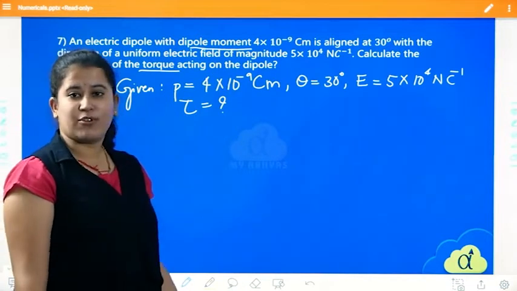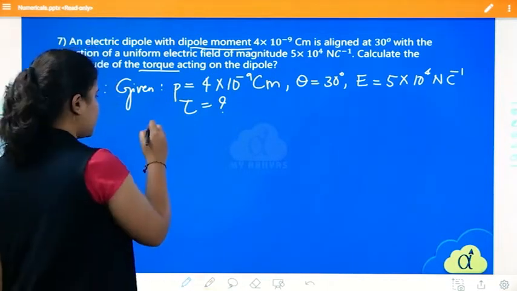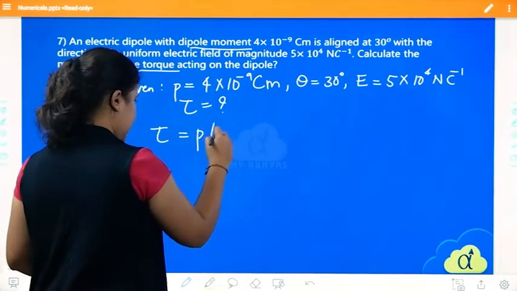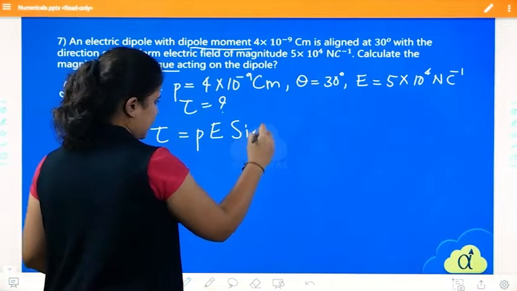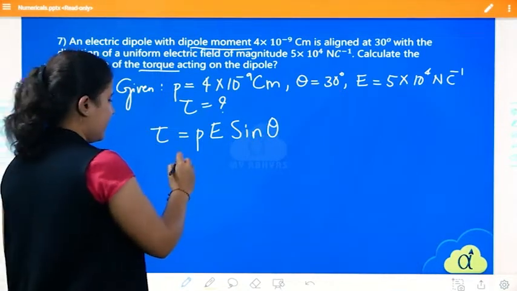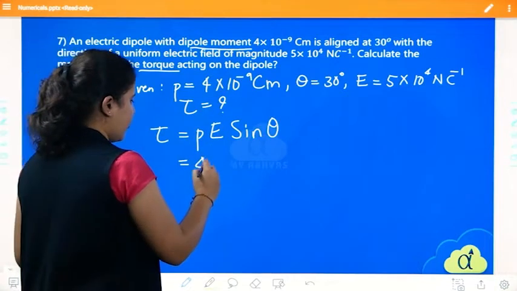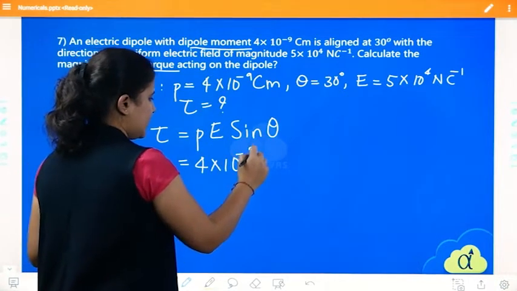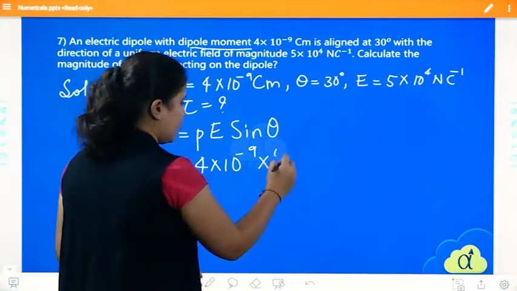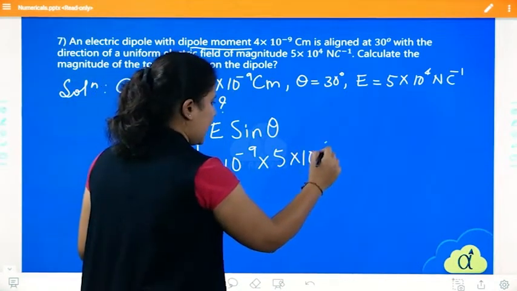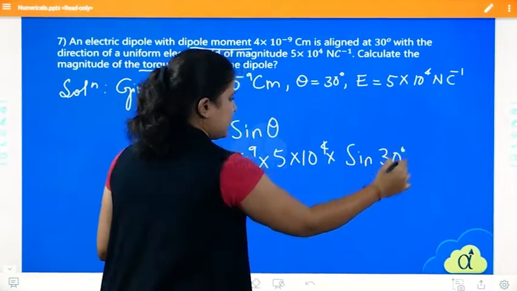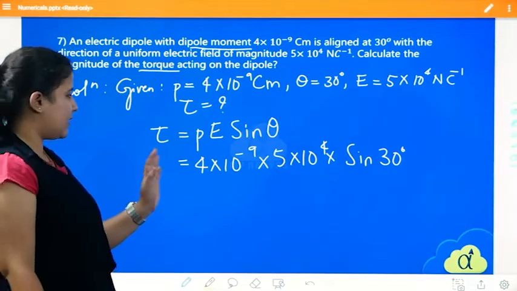We know the formula of torque. Tau is equal to PE sine theta. What is the P value? It is 4 into 10 raised to minus 9. What about the value of E? It is 5 into 10 raised to 4. Write it down, and then into sine 30 degrees. Clear? Any doubts in this?